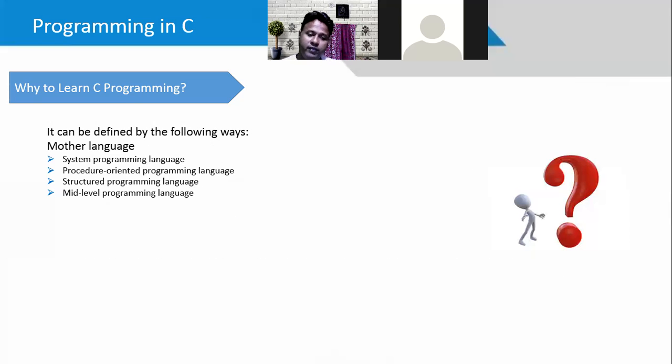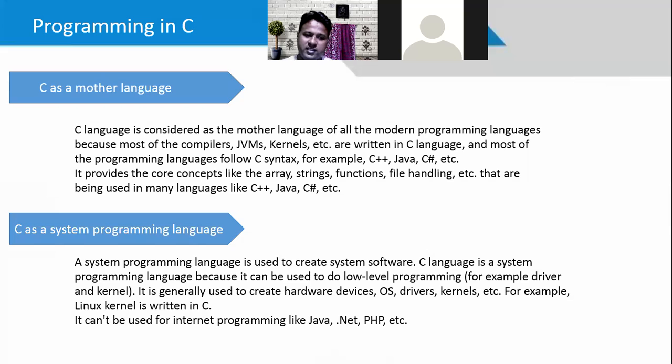And why do we go for this? C as the mother language. The C language is considered the mother language of all modern programming languages, because most compilers, like the JVM, and kernels are written in the C language. The JVM, the Java Virtual Machine, is used in Java programming; it is the engine of Java. That engine of Java is also developed using the C programming language.